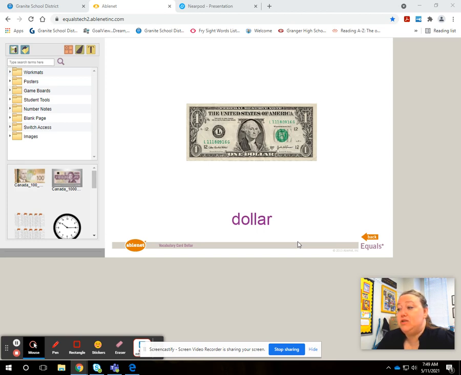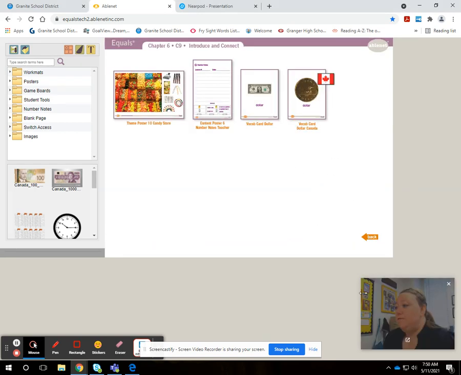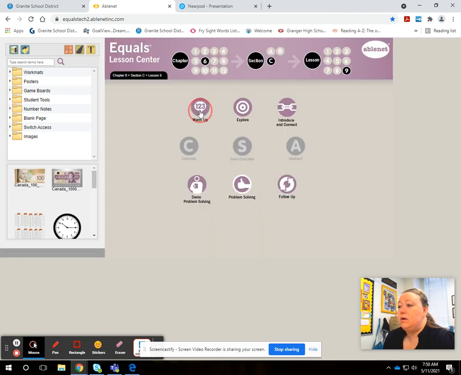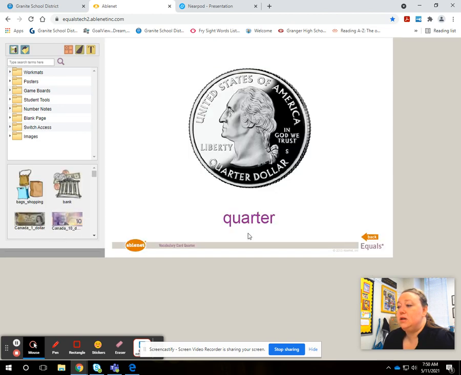So here's a picture of $1, right? But we can make $1 by using quarters, okay? There's a chart that I want to use to help you see what a quarter is. But first, let's take a look at the quarter one more time. Here is a picture of the quarter. If you remember, a quarter is the biggest coin and it is silver in color and it has a picture of George Washington on the front.